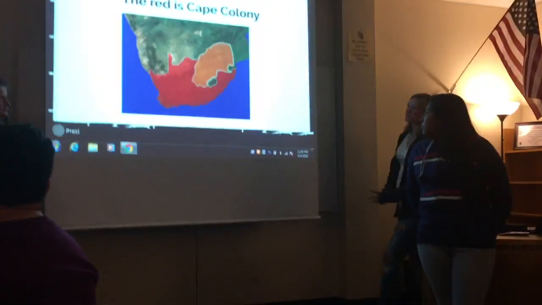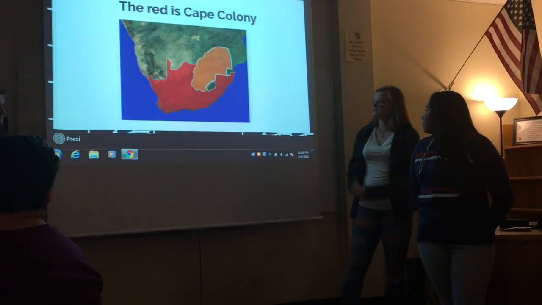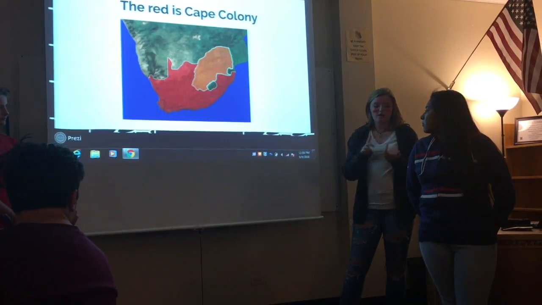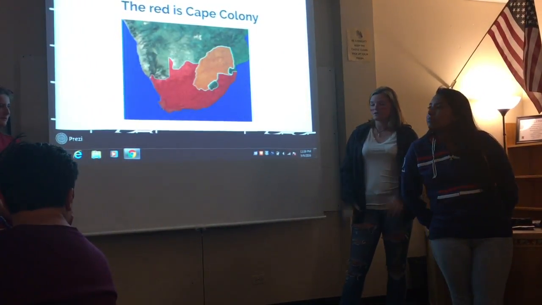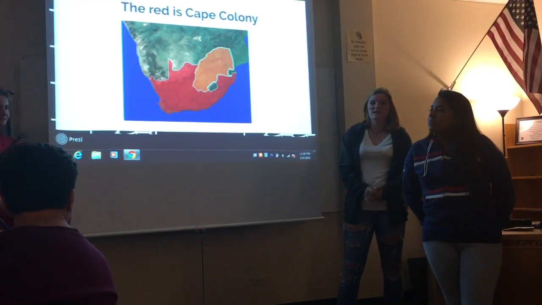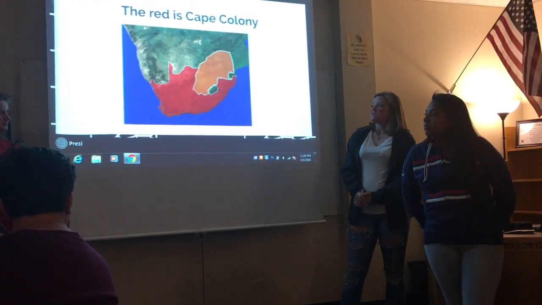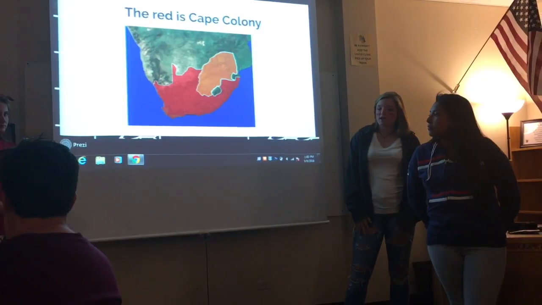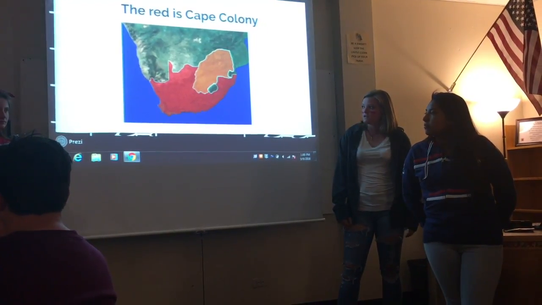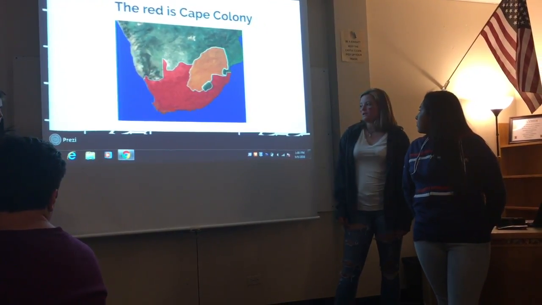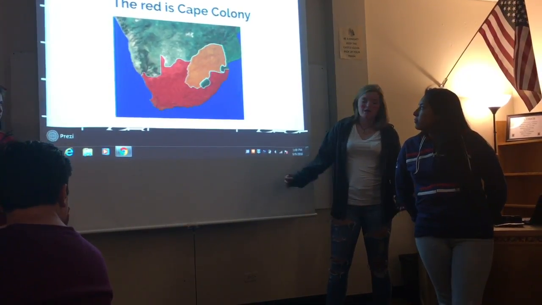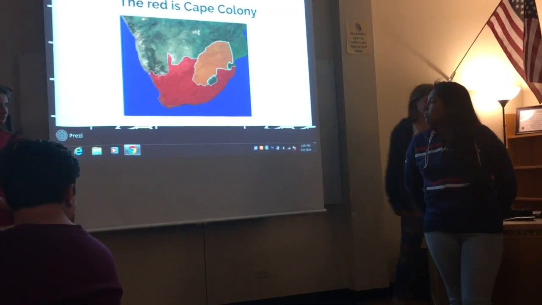So this is the Cape Colony. Like Piper said, in this area is the only place where blacks and coloreds, as they were called, were able to vote. But in 1936, the ability for the black person to vote was taken away, and then in 1953, the ability for the colored person to vote was taken away completely. So that was just for a short amount of time that they were able to vote there.